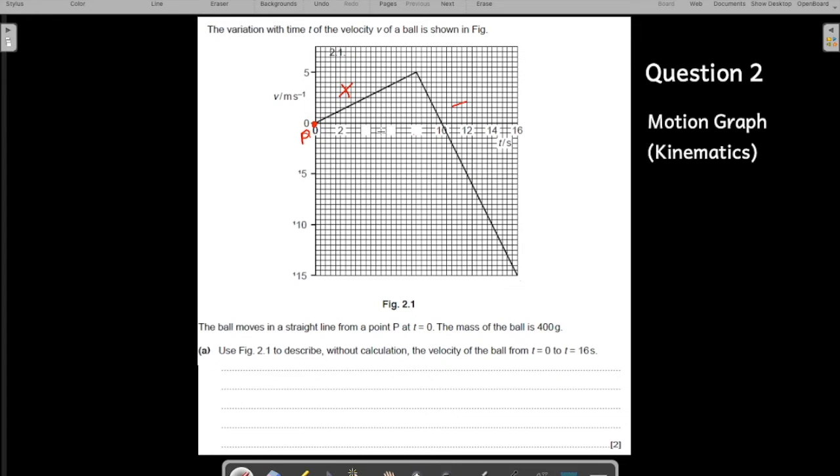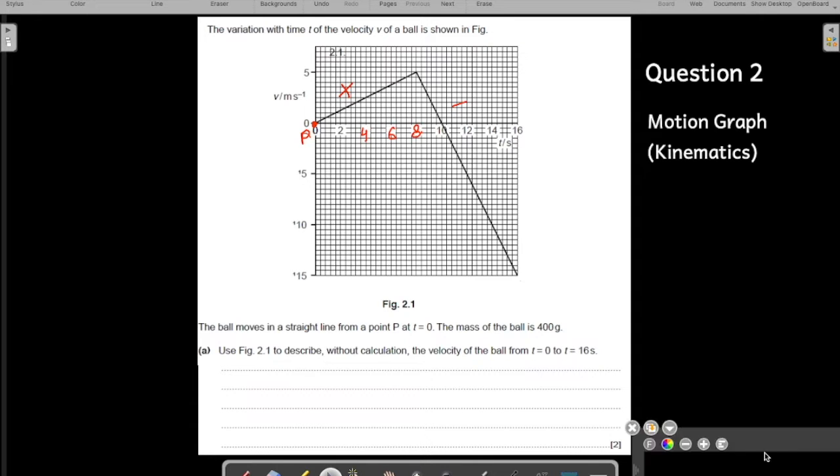Let us complete the numbers. You also need to complete the numbers here. So 2, 4, 6, 8. So what is happening? Constant acceleration is happening from time t equal to 0 to time t equal to 8. Constant deceleration starting from time t equal to 8 to the final value of the time, which is 16. Right? So how do you write your answer?